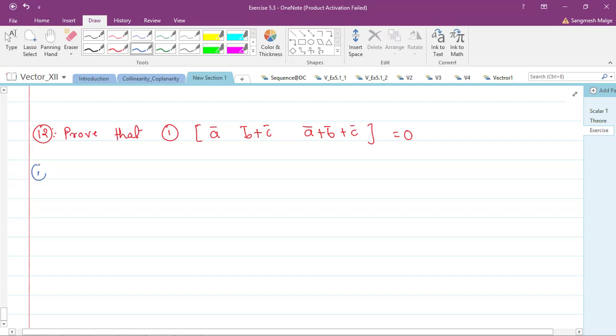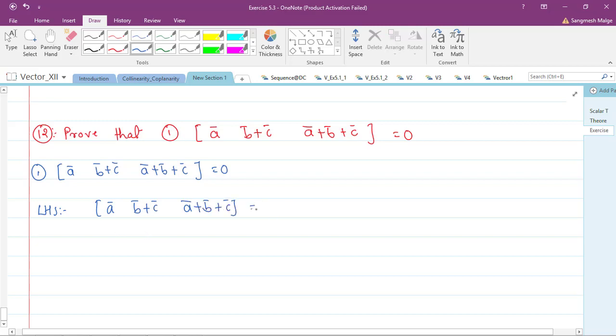So we have to prove that the box product of a bar, b bar plus c bar, and a bar plus b bar plus c bar is equal to 0. So let's take the LHS. It is the box product of a bar, b bar plus c bar, a bar plus b bar plus c bar.